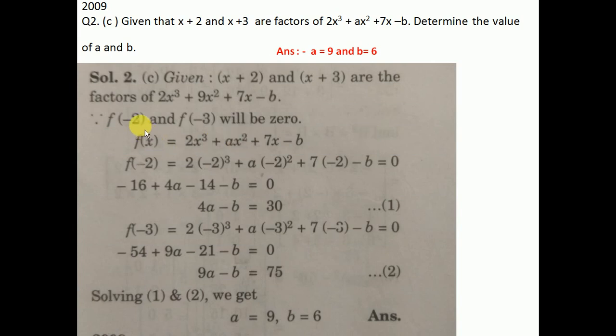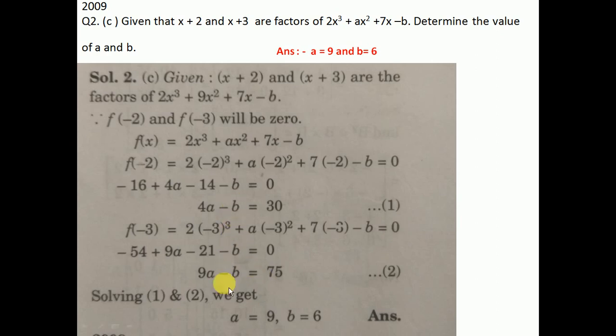Put x is equal to minus 2 first. Equate it to 0 because it is a factor. So we got the first equation. Put x is equal to minus 3 and once again equal to 0. No remainder in this case, both of them are factors. You got one more equation.